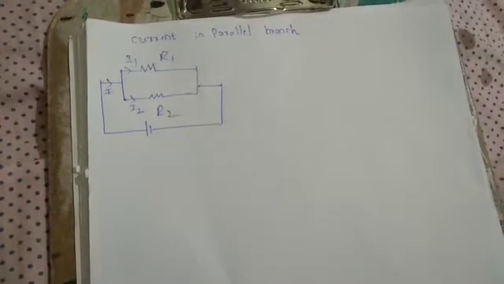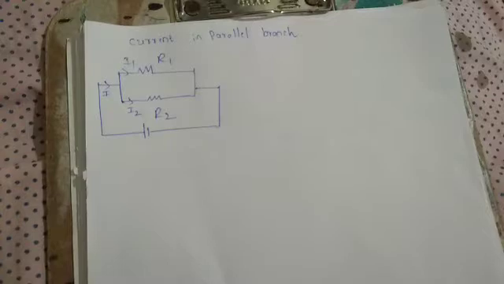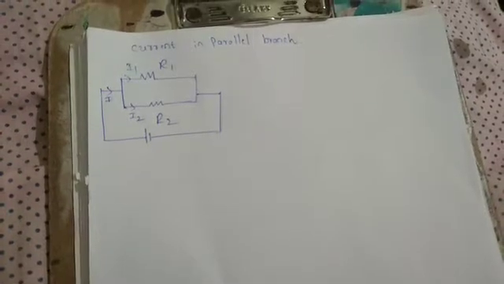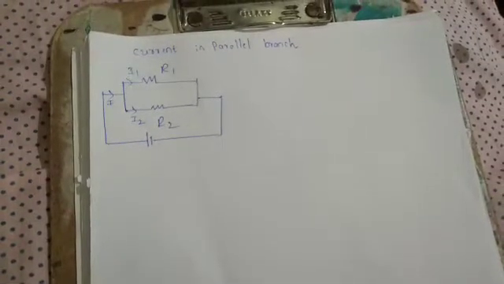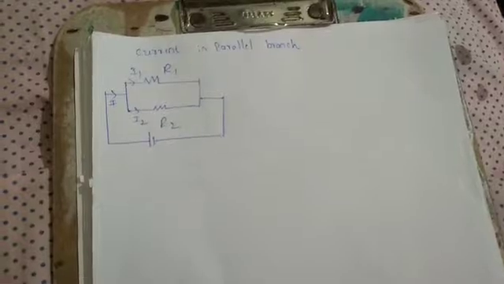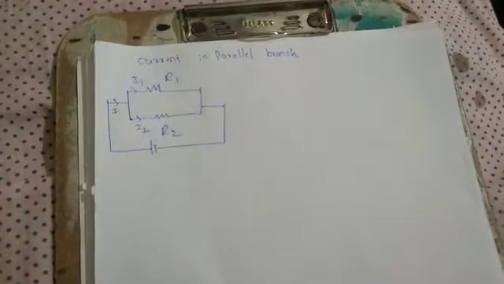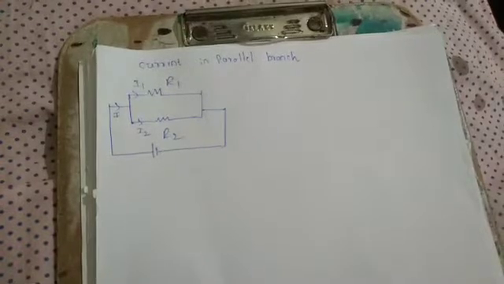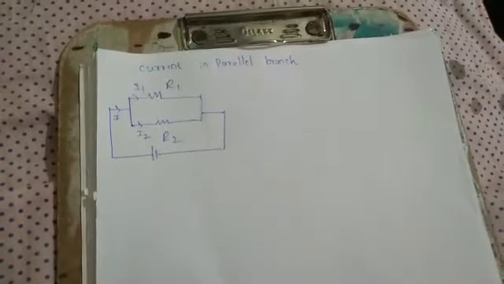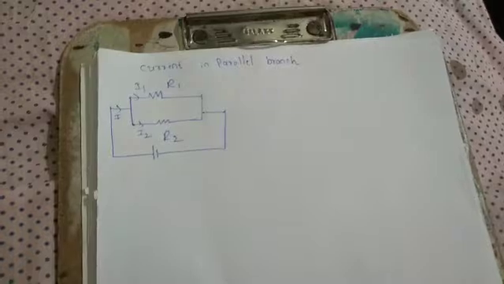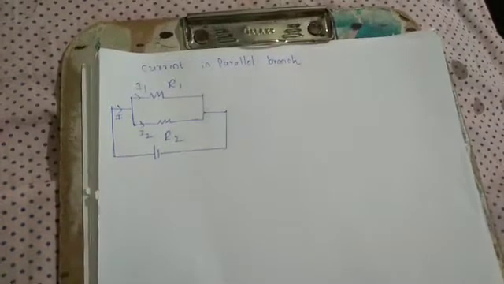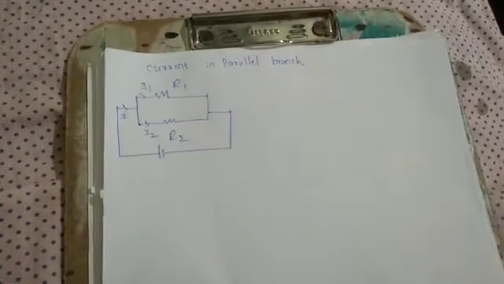In the last video, I discussed the analysis of series parallel electric circuits and their characteristics. That is, RS is equal to R1 plus R2 plus R3 for series electric circuits, and 1 by Rp is equal to 1 by R1 plus 1 by R2 plus 1 by R3 for parallel electric circuits. Today's topic is current in a parallel branch.